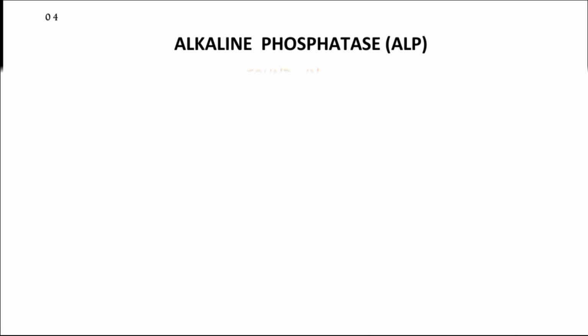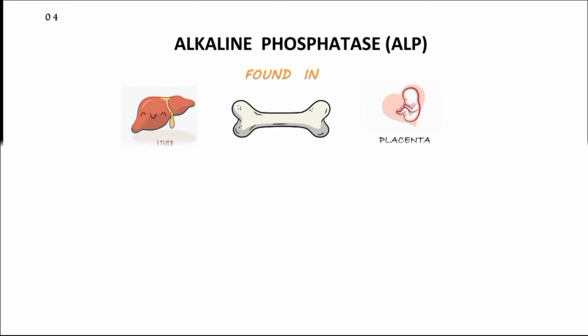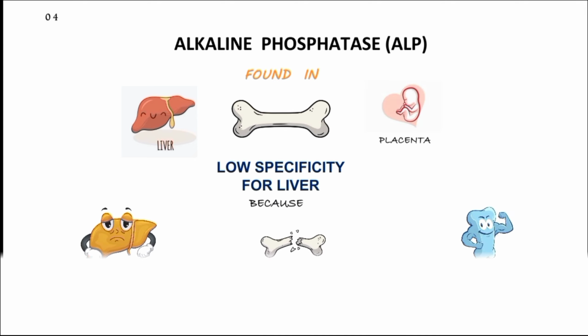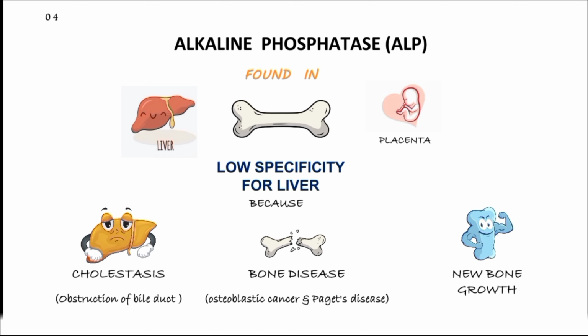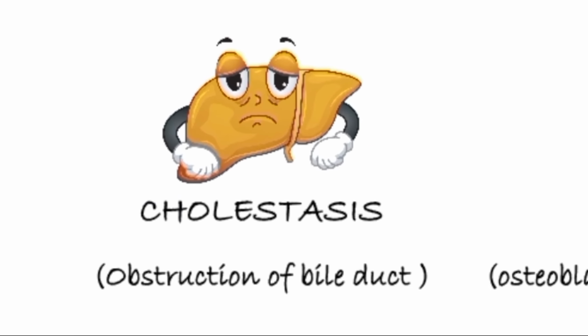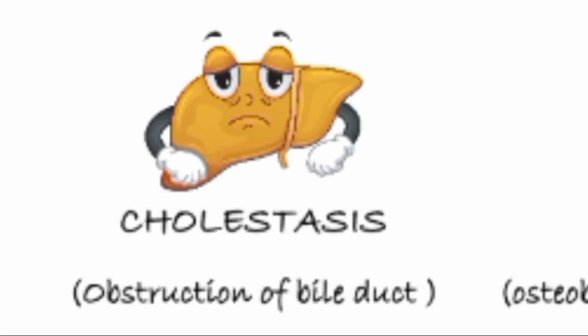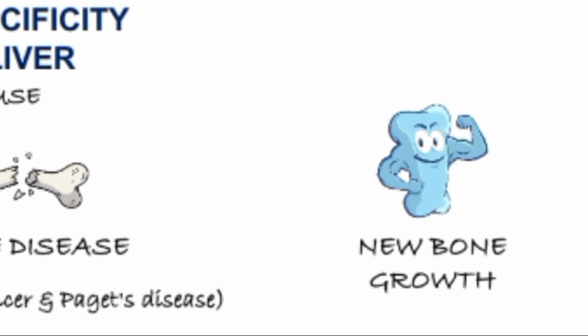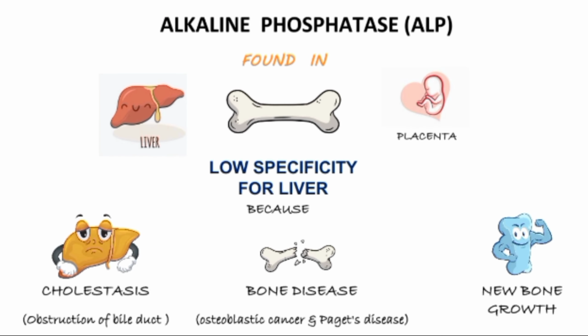Alkaline phosphatase (ALP) is primarily found in the liver, bone, and placenta. The test has low specificity for liver disorders because there are other conditions that can also increase alkaline phosphatase level in blood. These are cholestasis, in which there is obstruction of the intra- or extrahepatic bile duct, pregnancy, bone diseases especially osteoblastic cancer and Paget's disease, and new bone growth can also cause the elevation in alkaline phosphatase level.